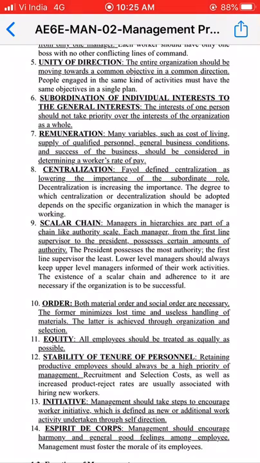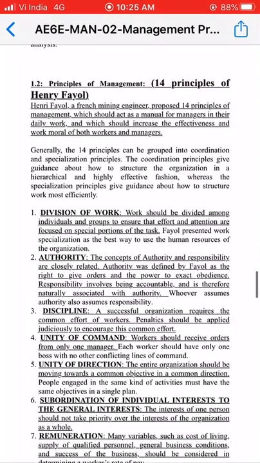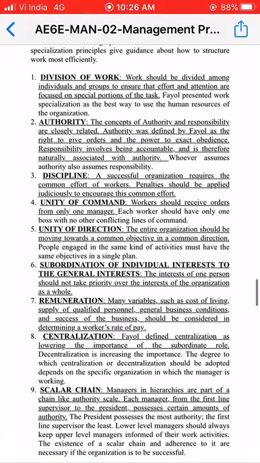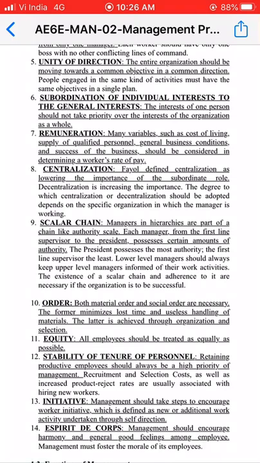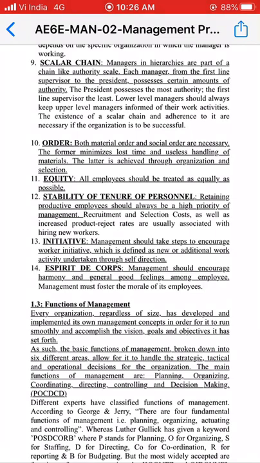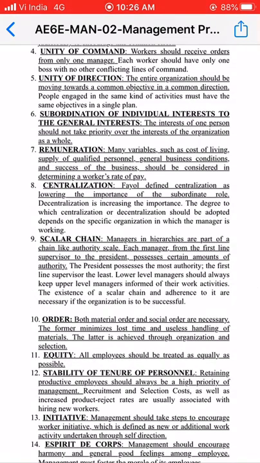So in this lecture we have studied the 14 principles of management which have been given by Henry Fayol. The first one is division of work. Second is authority. Third is discipline. Fourth is unity of command. Fifth is unity of direction. Sixth is subordination of the individual. Seventh is remuneration. Eighth is centralization, ninth is scalar chain, tenth is order, eleventh is equity, twelfth is stability of personnel, thirteenth is initiative, and fourteenth is esprit de corps. Okay, these are the 14 principles of management.